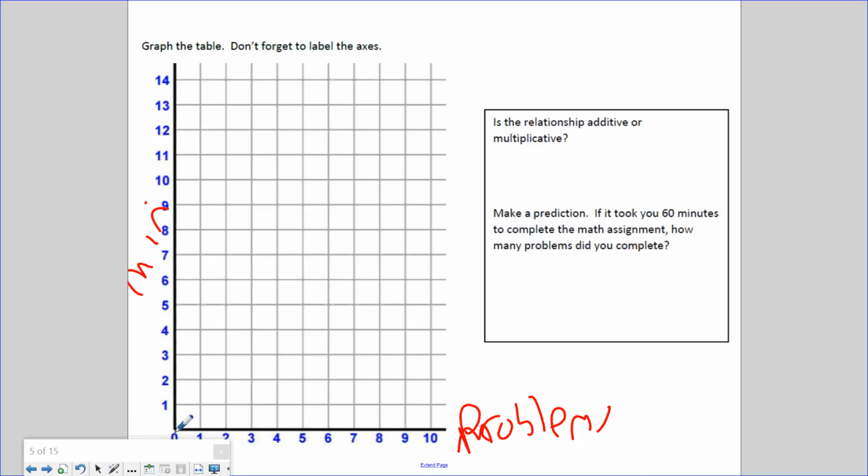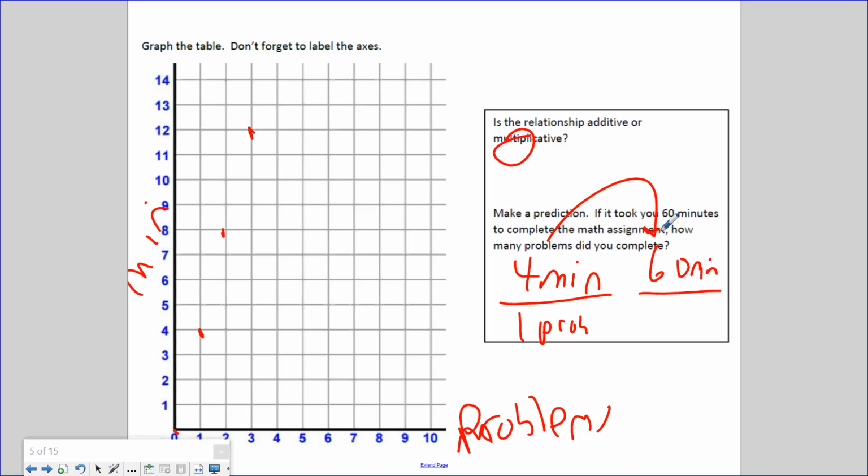If you have 0 problems, 0 minutes. 1 problem takes 4 minutes. 2 problems will take 8 minutes. 3 problems will take 12. So it must be multiplicative. If it took you 60 minutes to complete the math problems, how many problems did you complete? 4 minutes for 1 problem, 60 minutes. What's the relationship from 4 minutes to 60 minutes? Times 15. So that's 15 problems.